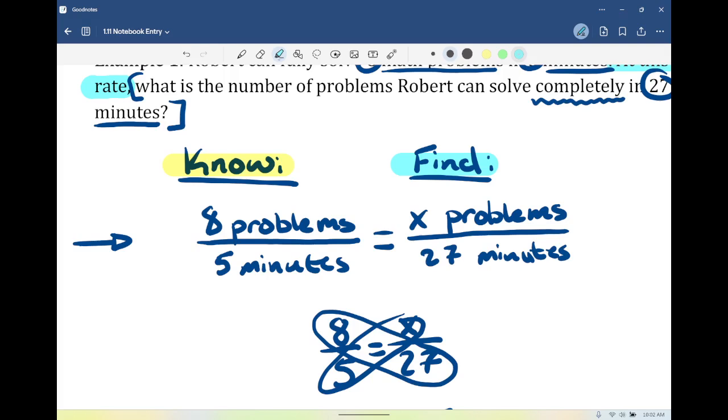Uh-oh. I want to know what is the same on those two fractions. Turn and talk. 20 seconds. Go.